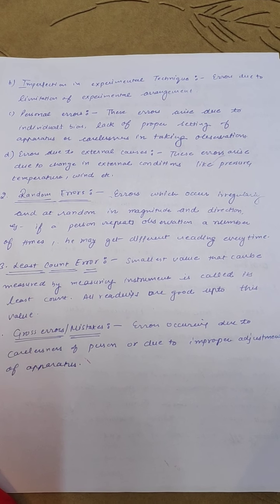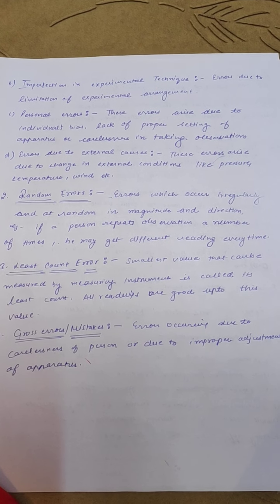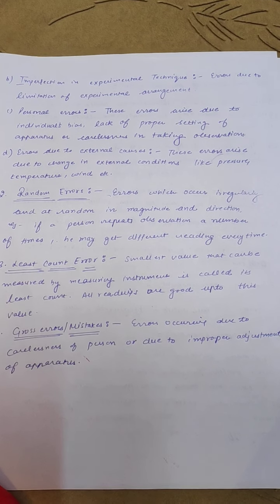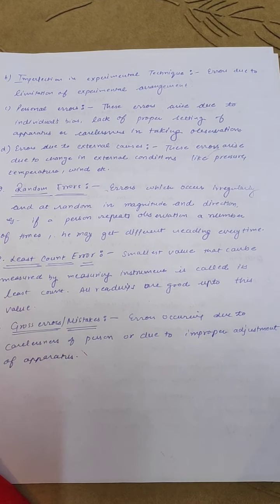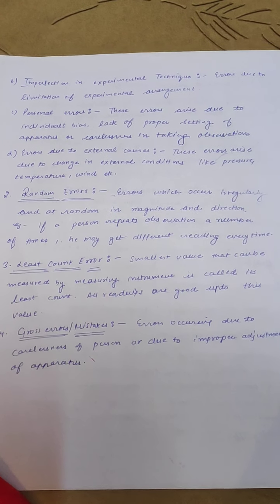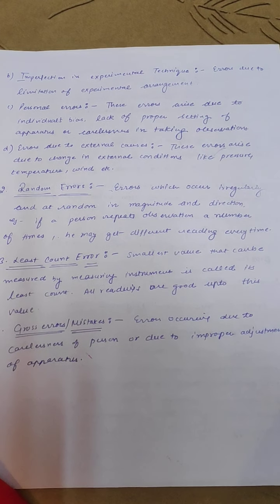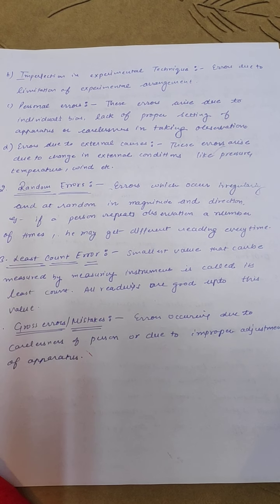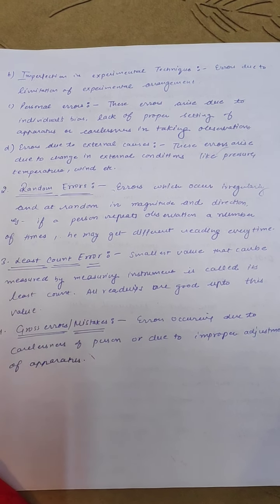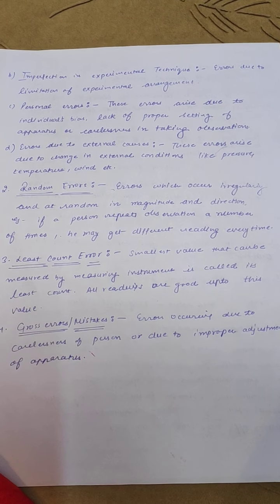Next is personal errors. These errors occur due to individual bias, due to lack of proper setting of apparatus and carelessness of the person. Next error is error due to external causes. These errors arise due to change in the external conditions like pressure, temperature, wind, etc.